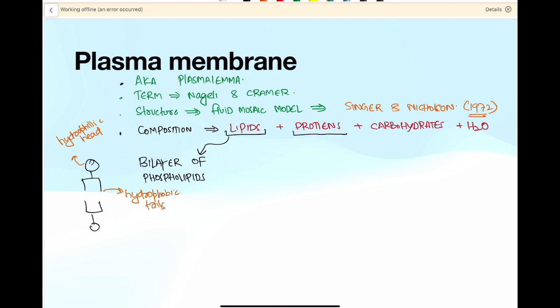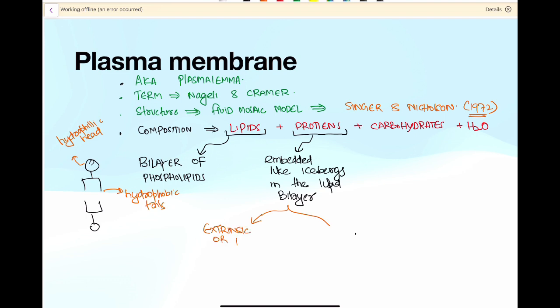Now about the proteins. What are the types of proteins? First of all, they are embedded like icebergs in the lipid bilayer. So the lipid bilayer is the main thing, and proteins are embedded like icebergs in it. Now note carefully. They can be of two types: extrinsic or peripheral proteins, and intrinsic or integral proteins. And some of them can be transmembrane also, transmembrane or tunnel proteins.